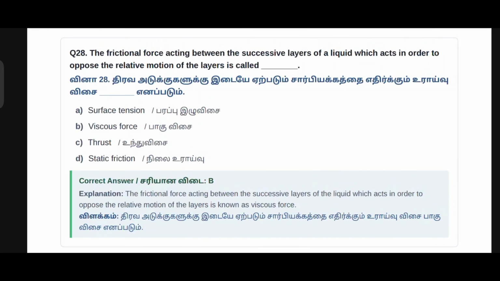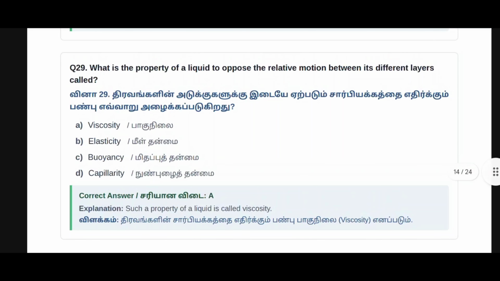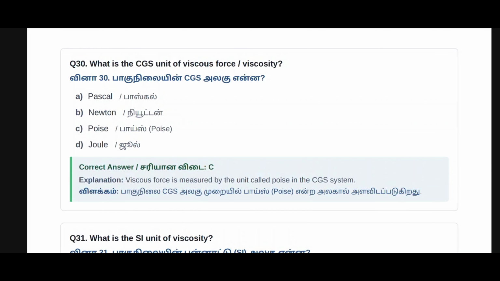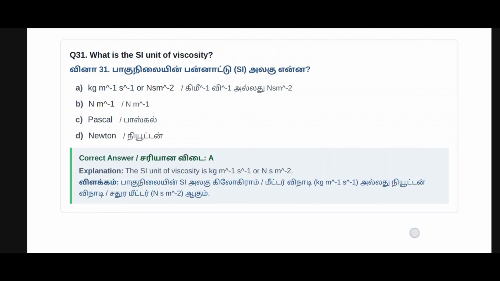The frictional force acting between the successive layers of a liquid, which acts in the direction opposite to the relative motion of the layers, is called a dash. Option B, viscous force. What is the property of a liquid to oppose the relative motion between its different layers called? Option A, viscosity. What is the CGS unit of viscous force? Option C, poise. What is the SI unit of viscosity? Option A, kilogram meter power minus 1 second power minus 1, or Newton second meter power minus 2.